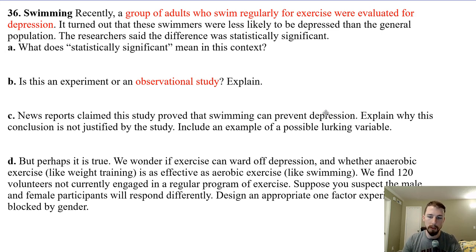Include an example of a possible lurking variable. So you could have people, it could be a wealth thing, right? So people who can afford to swim, I'm sure, you got to have a big pool to be able to do that or whatever, or to be able to pay a membership to some place like the Y that actually has a big pool. Maybe people who are wealthy are less likely to struggle with depression. Not sure, just could be a possible lurking variable, right?